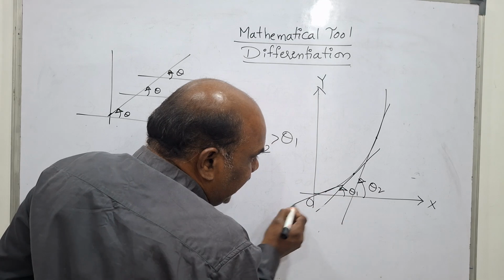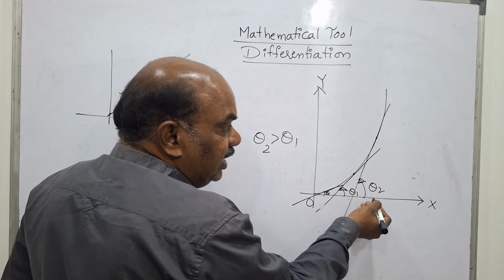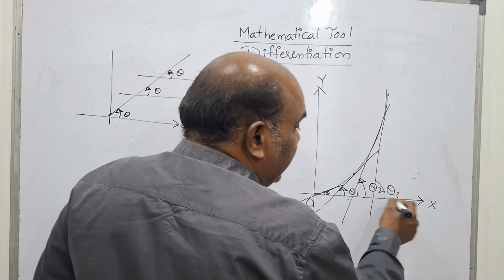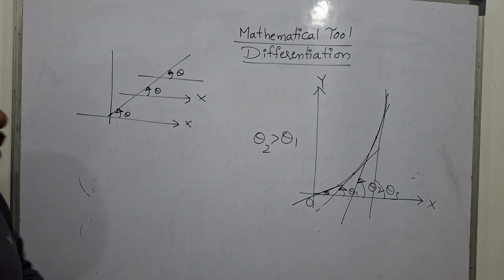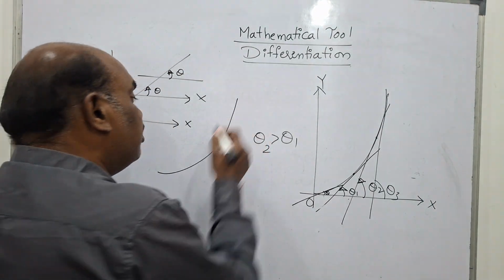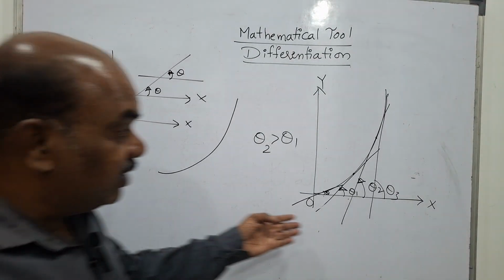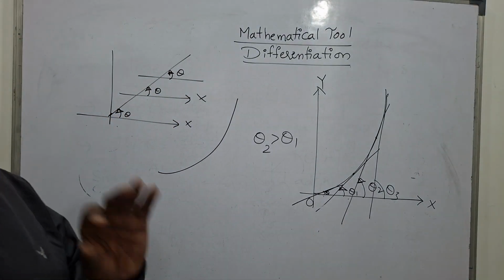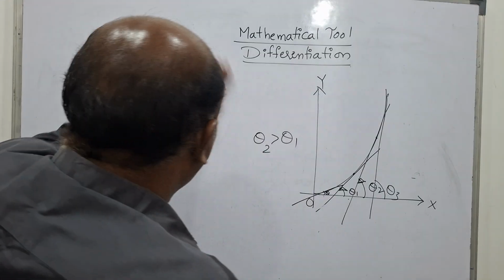Here, if you draw a tangent, this is theta. Theta is very small. Theta 1 is greater. Theta 2 is more greater. Theta 3 is more greater. That means theta is changing. At that time, how to find the slope? Finding the slope of this graph is very difficult. Tan theta you cannot find. Tan theta is continuously changing. At that time, for this formula, we have to do one small thing that I'll tell you here.